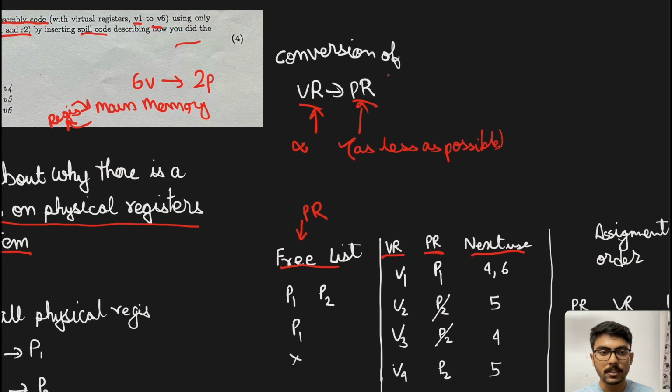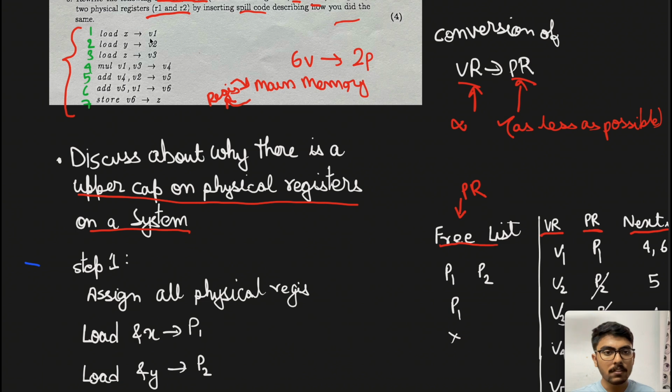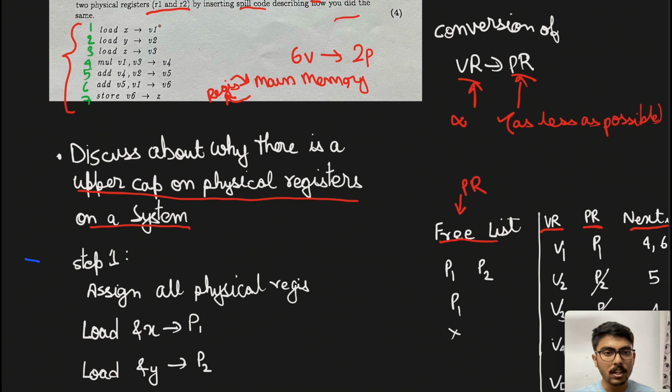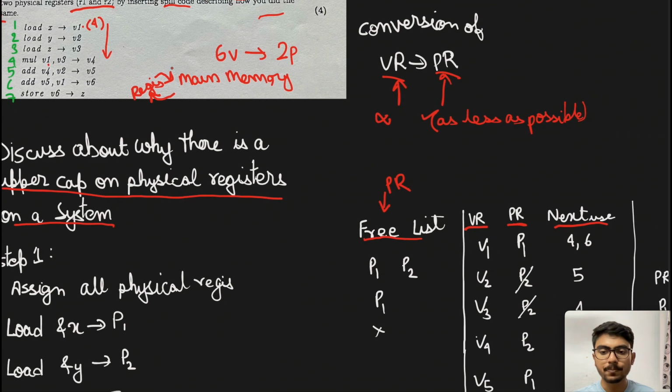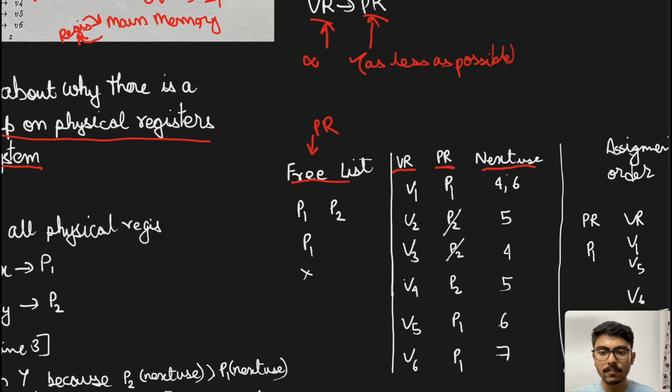Suppose, let me come here. We can see that this virtual register V1 is being used in line number 4, right here. Before that V1 is not used. So we will say that the next use here will be 4. Why 4? Because the next use from this line is on the 4th line, right? I hope it makes sense. So this is basically what the next use is.